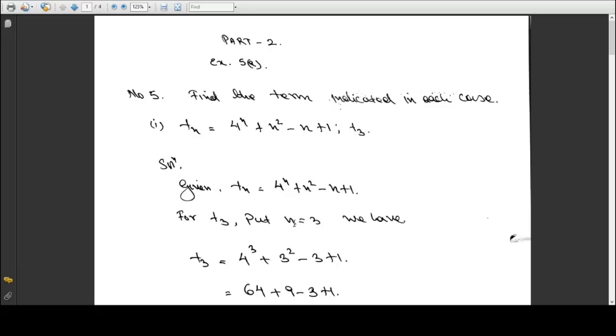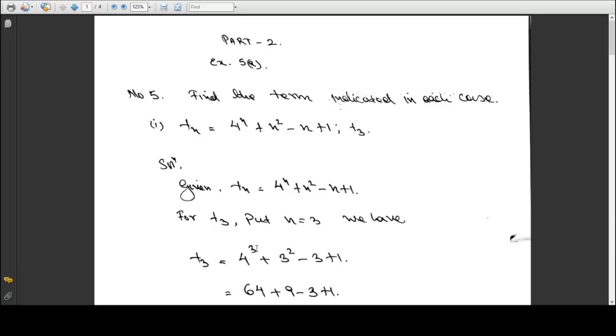That means we'll put n is equal to 3 in this given rule for the nth term. Now if we put n equal 3, T3 will be 4 power 3 plus 3 to power 2 minus n, which is 3, we are putting 3, plus 1.